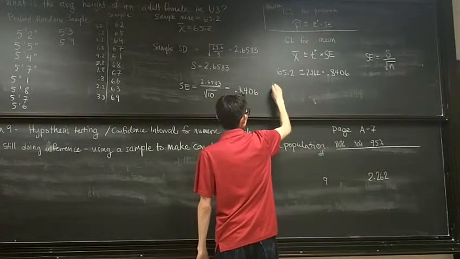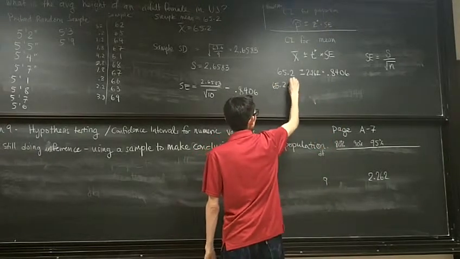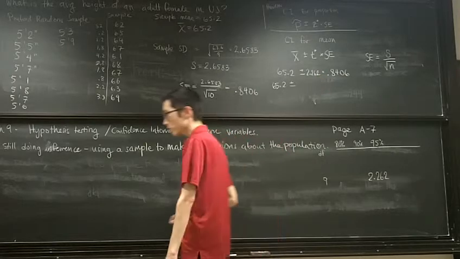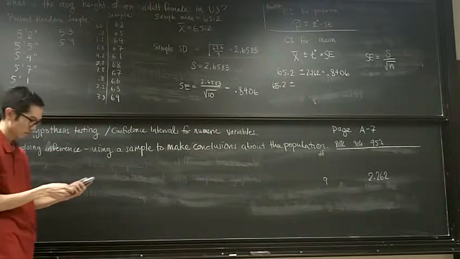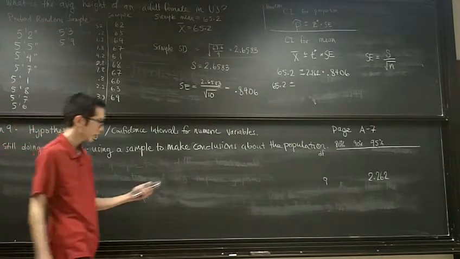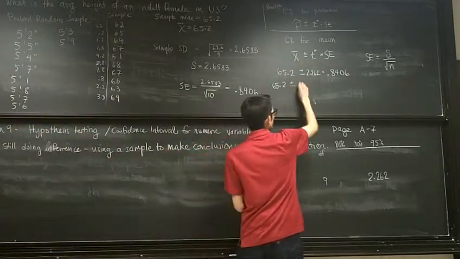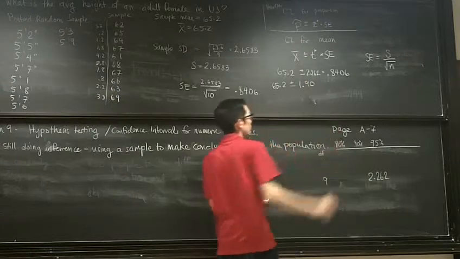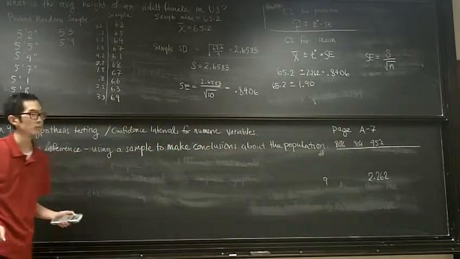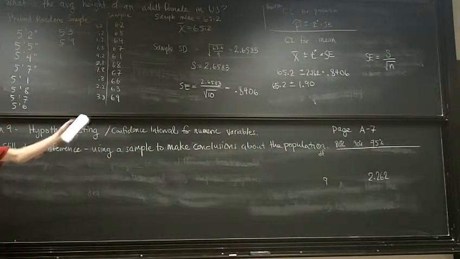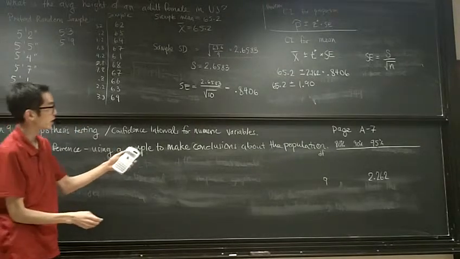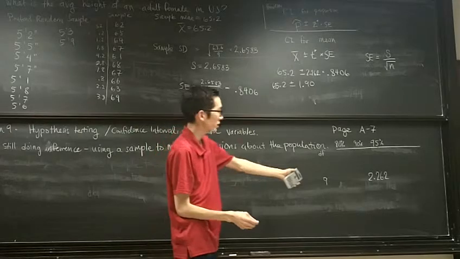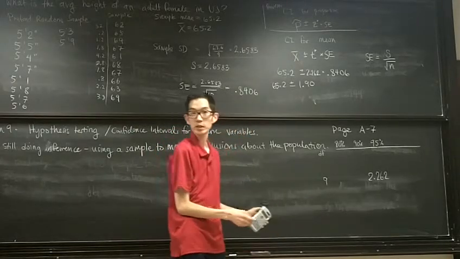And so my confidence interval is 65.2 plus or minus 2.262 times 0.8406. And I get 1.90. So we just plug it in. Because my n is 10, I have n minus 1, so 9 degrees of freedom.